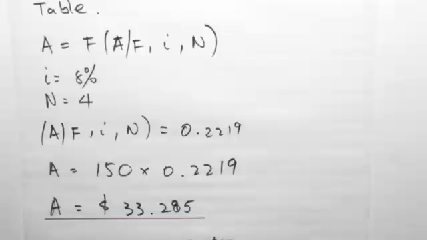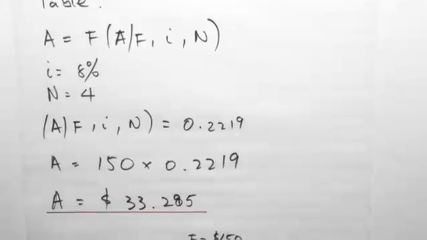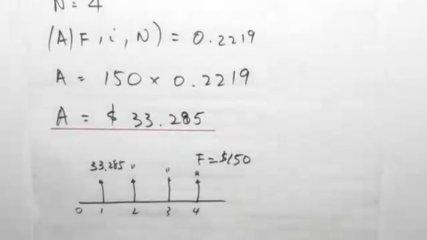Now if we were to do our cash flow diagram with this question, it would look something like this, where at periods 1, 2, 3, and 4, we will put in 33.285, and at the end of these 4 periods, we expect to have a future value of $150.